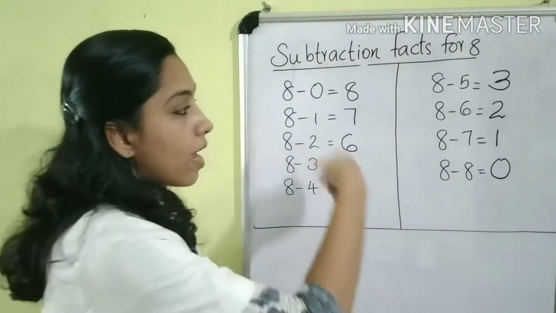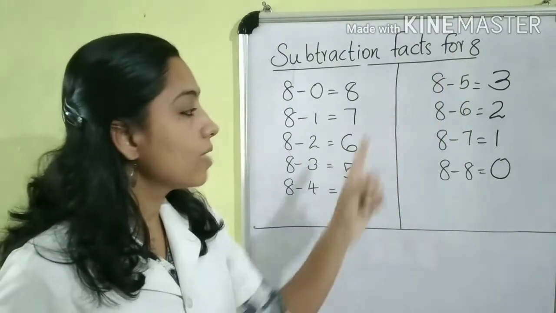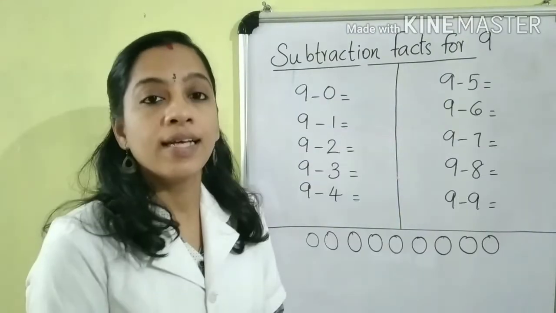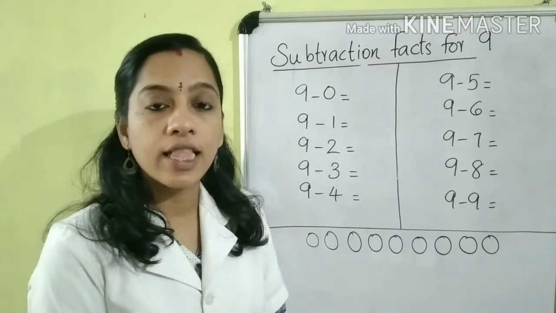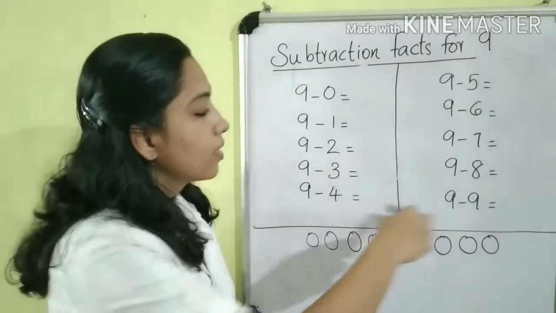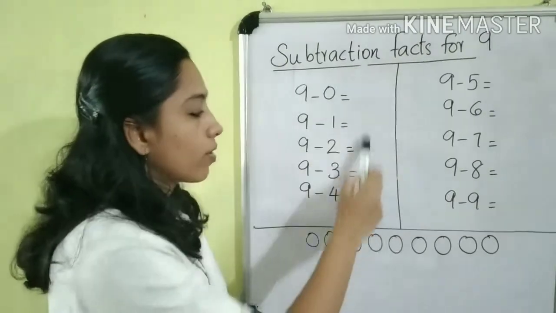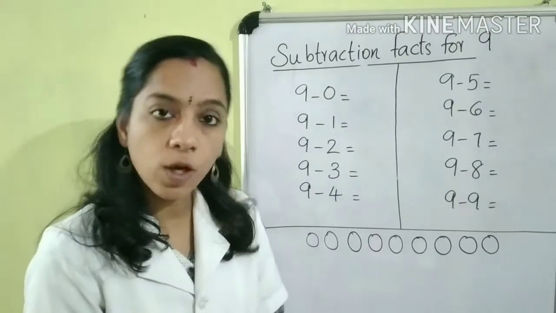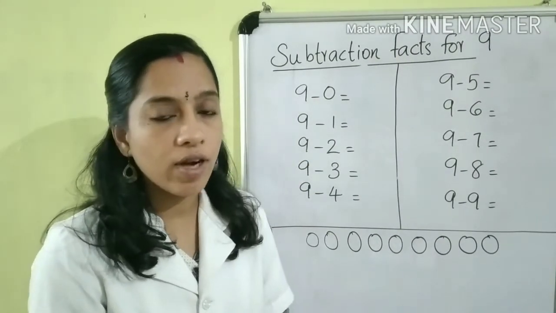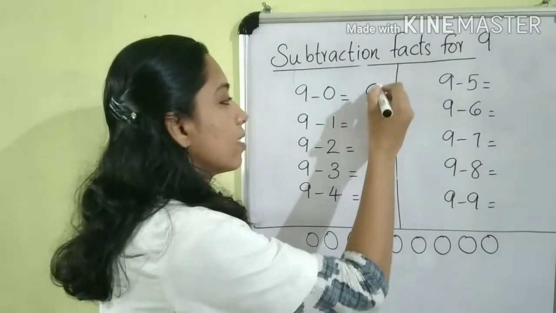See children, these are the subtraction facts for the number 8. The number 8 has 9 subtraction facts. Is it clear? Okay. Next, we are going to discuss the subtraction facts for the number 9. See, these are the subtraction facts table for 9. We have to find out the answers here. Okay, let us start. First one, 9 minus 0. What will be the answer when we subtract 0 from 9? It's 9 itself. So we can write here 9.